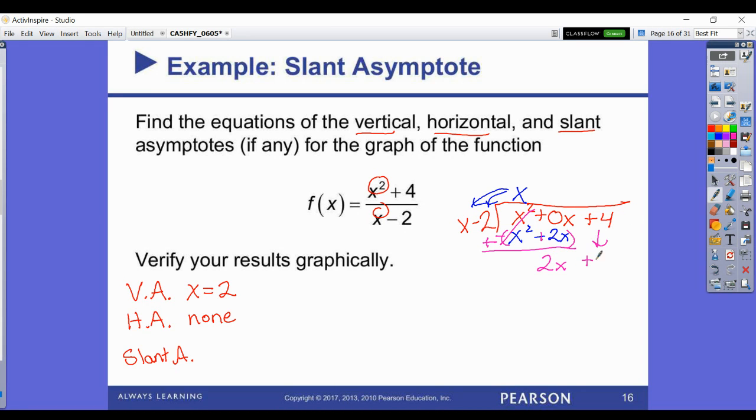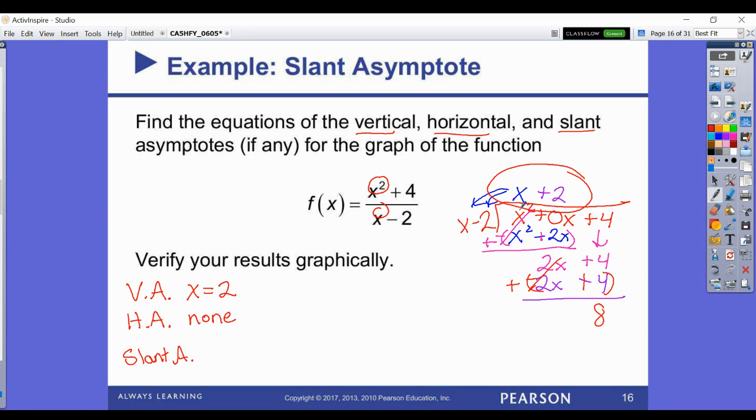Then we bring down the +4 and we go again. So x into 2x? 2x divided by x is 2. So I need a +2 here. Then when I multiply this, I get 2x minus 4. And then when I subtract, very carefully, a line, change both signs. These will cross out and you get a remainder of 8. But the good news is the remainder doesn't matter. So as long as you don't make any mistakes until the last step, you're fine.